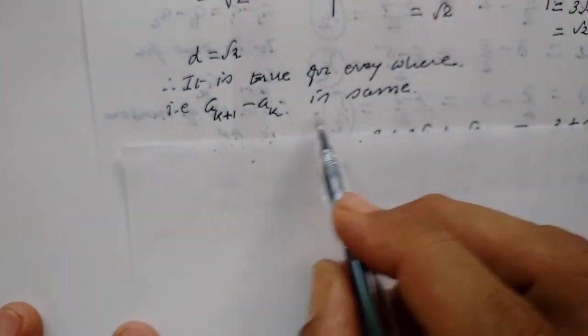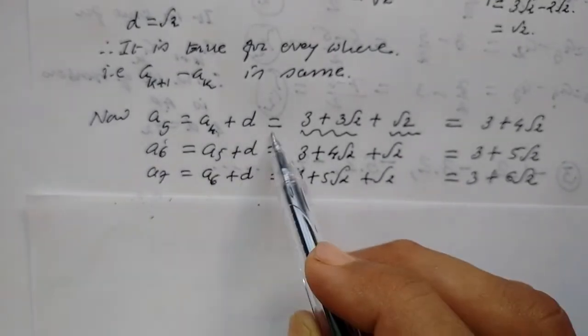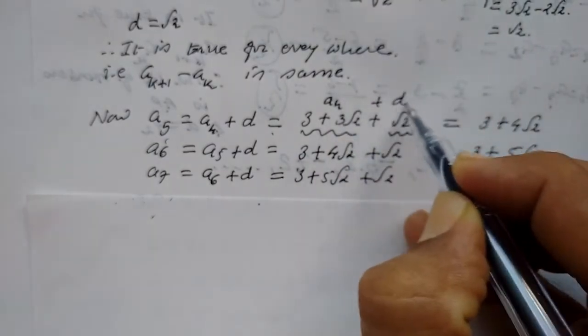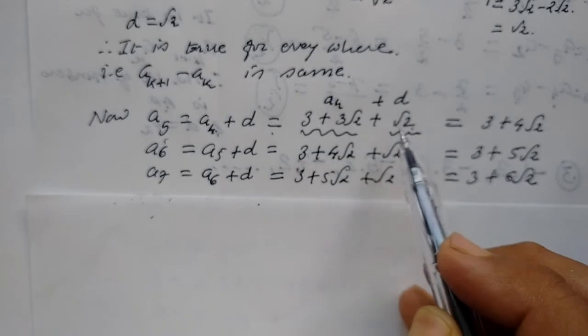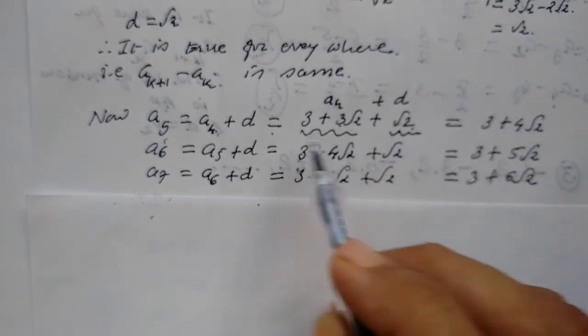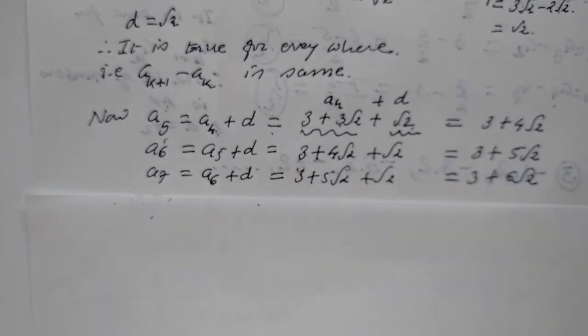Okay, it is true for everywhere. That is AK plus 1 minus AK is same everywhere. Now find out A5, A6, A7, children. Okay, A5 is A4 plus D. This part is A4 plus D. Root 2 one time, 3 times root 2, at least 4 times root 2, this 3 as it is. Similarly here and here. Okay.